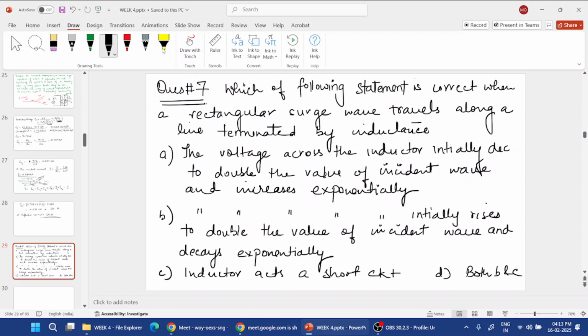Okay, so what happens here is that whenever a line is terminated by an inductance, its value increases to double the incident value, and after the energization of the inductance, its value decreases, but it decreases in an exponential way. It is not right that it increases exponentially. It is not right that it acts as a short circuit. So B is the correct answer to this question.